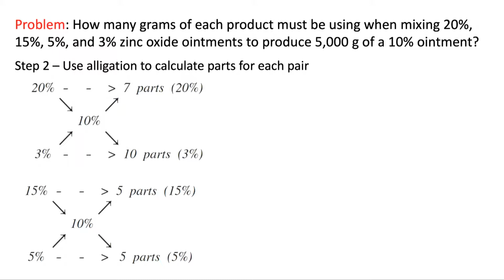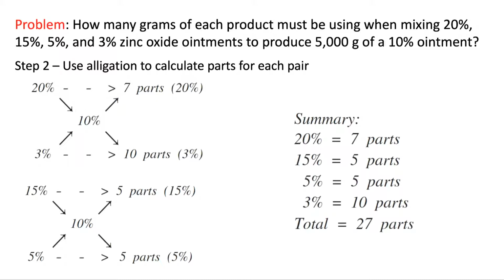And starting then on the lower left and following the arrows up diagonally to the upper right, I would take my 10 minus my 5 and get a result of 5 parts, which is placed directly across from the 15%. So again, what I can see now in my second alligation pair is for this combination, I would need 5 parts of the 15% to be mixed with 5 parts of the 5%. So I have now done the alligation for both of my pairs and determined the number of parts of each of the individual ingredients. So let's summarize all 4 of those ingredients and come up with the total number of parts I would need in my formulation.